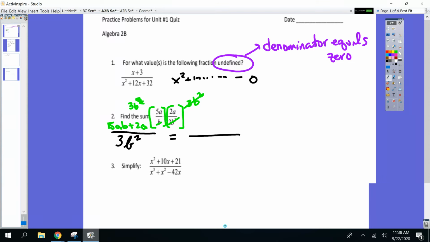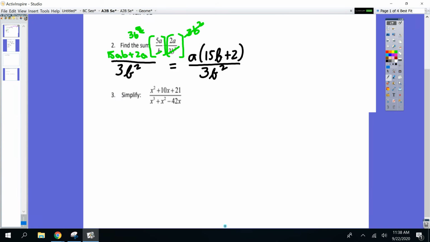Well, 3 doesn't go into 2 though. Look at the variables. So yeah, take out an a. Yep. So a times 15b plus 2 over 3b squared. I know you can't cross anything out, but at least factor as far as you can. Questions, comments, any concerns? All good at home? All right, next one, simplify.